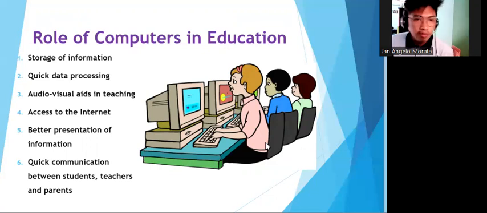Okay? Number 4, access to the internet. Because limited lang ang gamit ng computer without the presence of internet connection. Because in the internet, nandun na lahat. Internet is where we all have the information needed. Okay? Internet, where all the information needed are there. Not only for students, but also for us, for teachers.